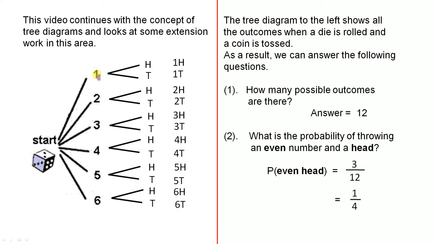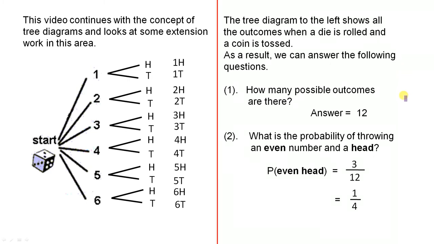If the die rolls a 1, the coin can have a head or a tail. So we have 1H, 1T. If we roll a 2, the coin can have a head or a tail. So we have 2H and 2T, and so on to the end. So the tree diagram to the left shows all the outcomes when a die is rolled and a coin is tossed. As a result, we can answer the following questions.